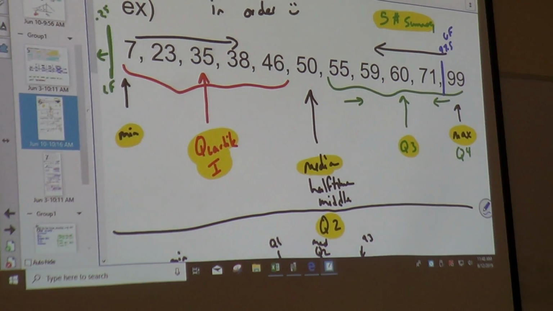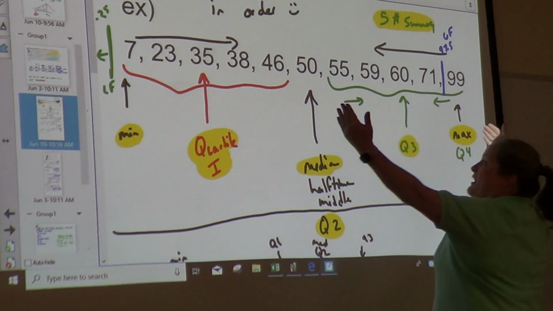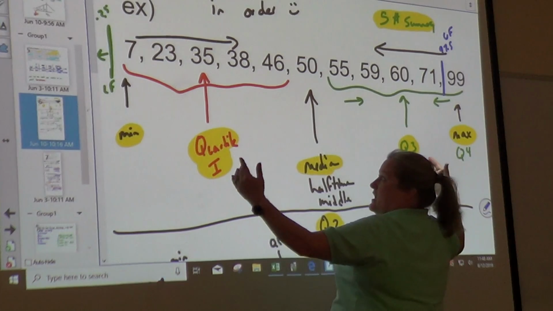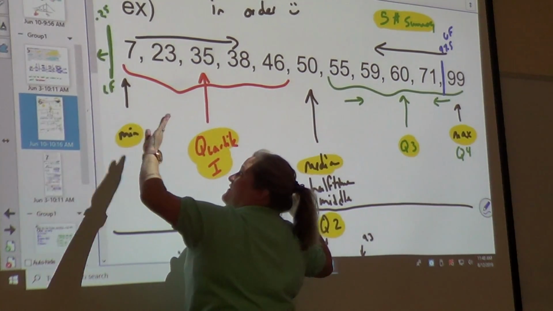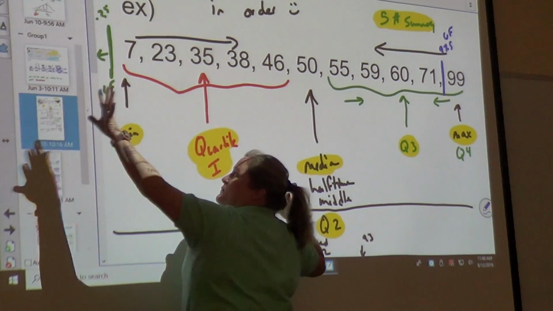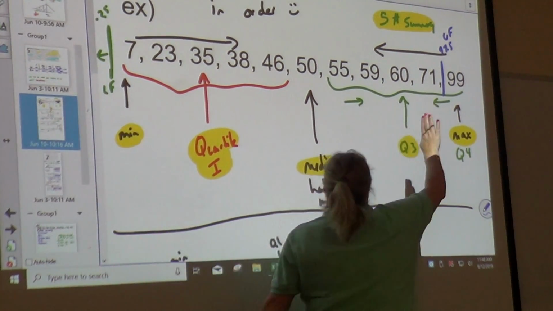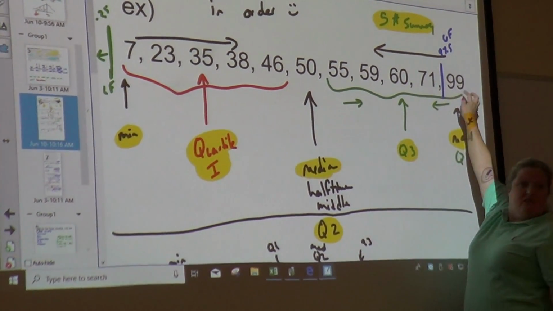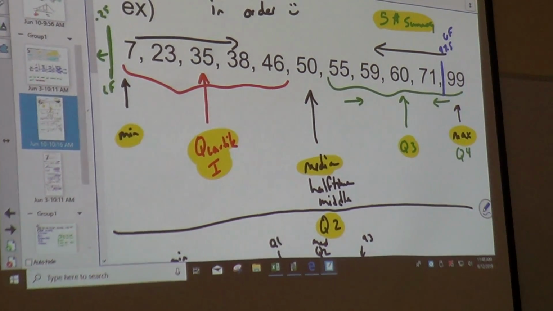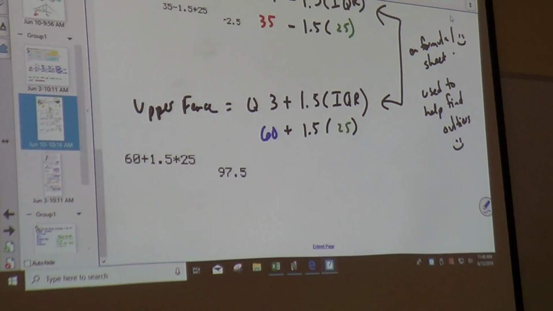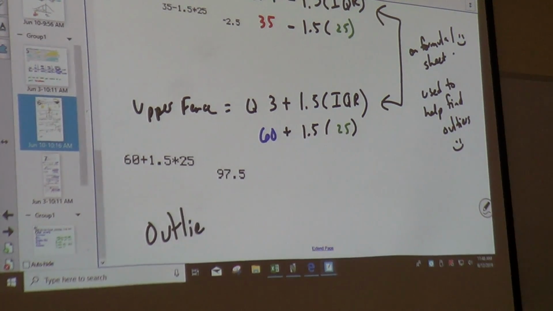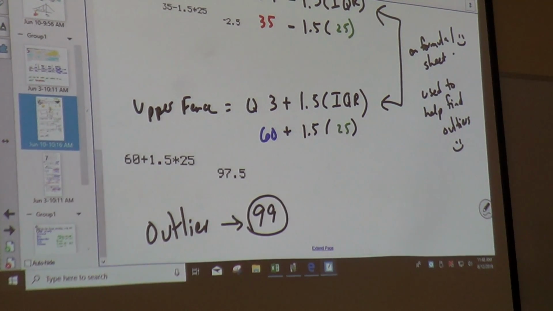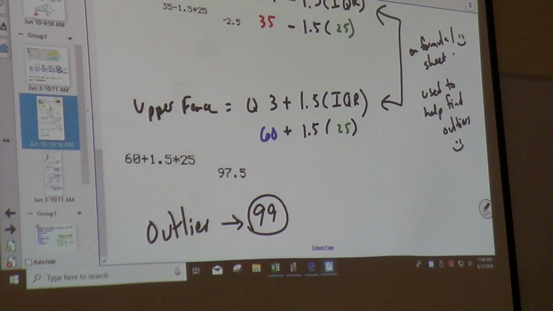So do I have any outliers on the upper end? Yes. From my lower fence and my upper fence, it's like I'm drawing boundaries. If I have any numbers that are negative 2.5 or below, those would be considered outliers on this end. Any number that's 97.5 or higher would be an outlier on this end. So 99 is my only outlier. Cool?